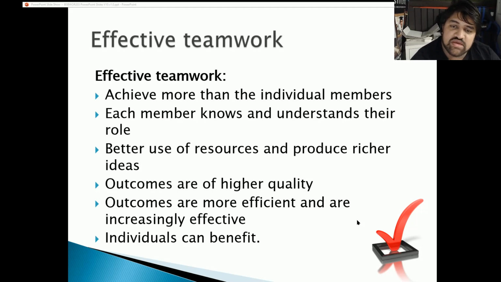Effective teamwork. So achieving more than the individual members. Each member knows and understands their job role and what they're expected to do. Better use of resources and produce richer ideas. Outcomes are of higher quality. Outcomes are more efficient and increasingly effective, and individuals can benefit. So when we are effective, all these things come into play and allow us to be better.